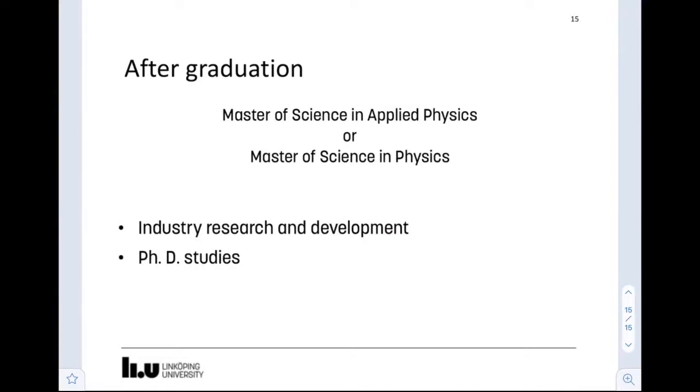You will graduate a Master of Science in Applied Physics or Physics. You'll be ready for a career in research and development in industry, or even pursue PhD studies.